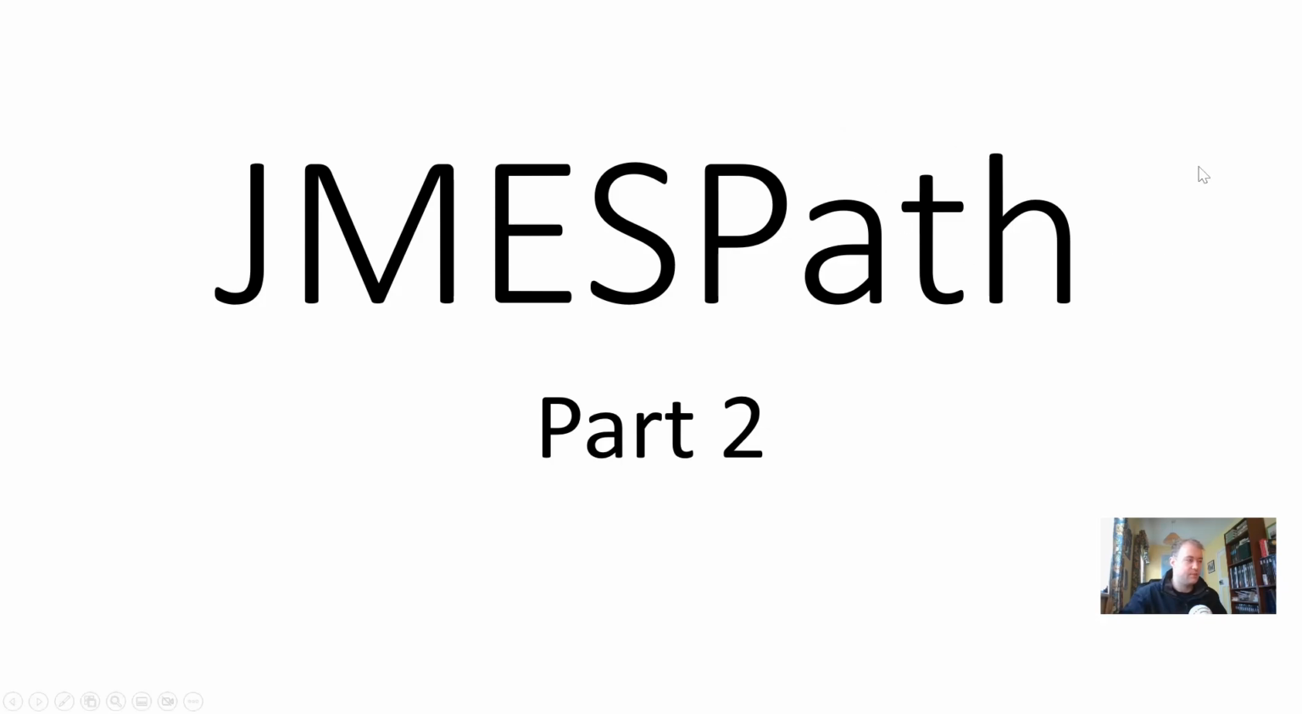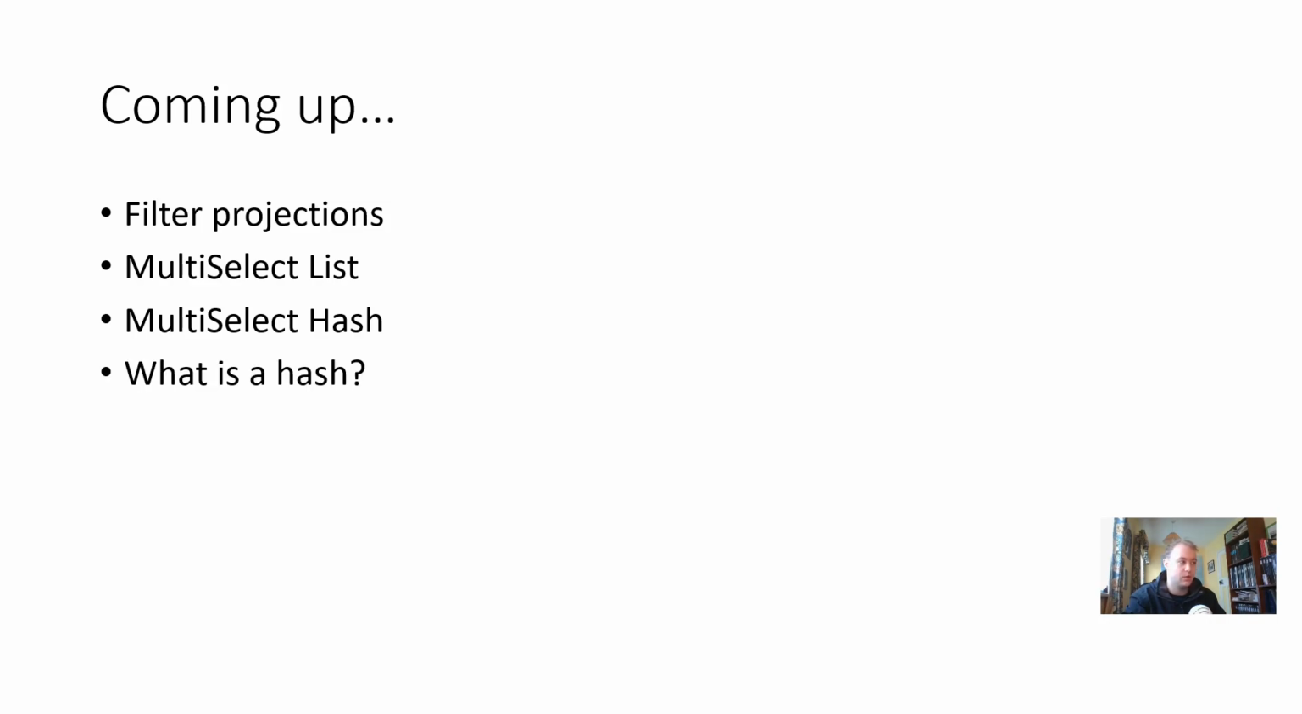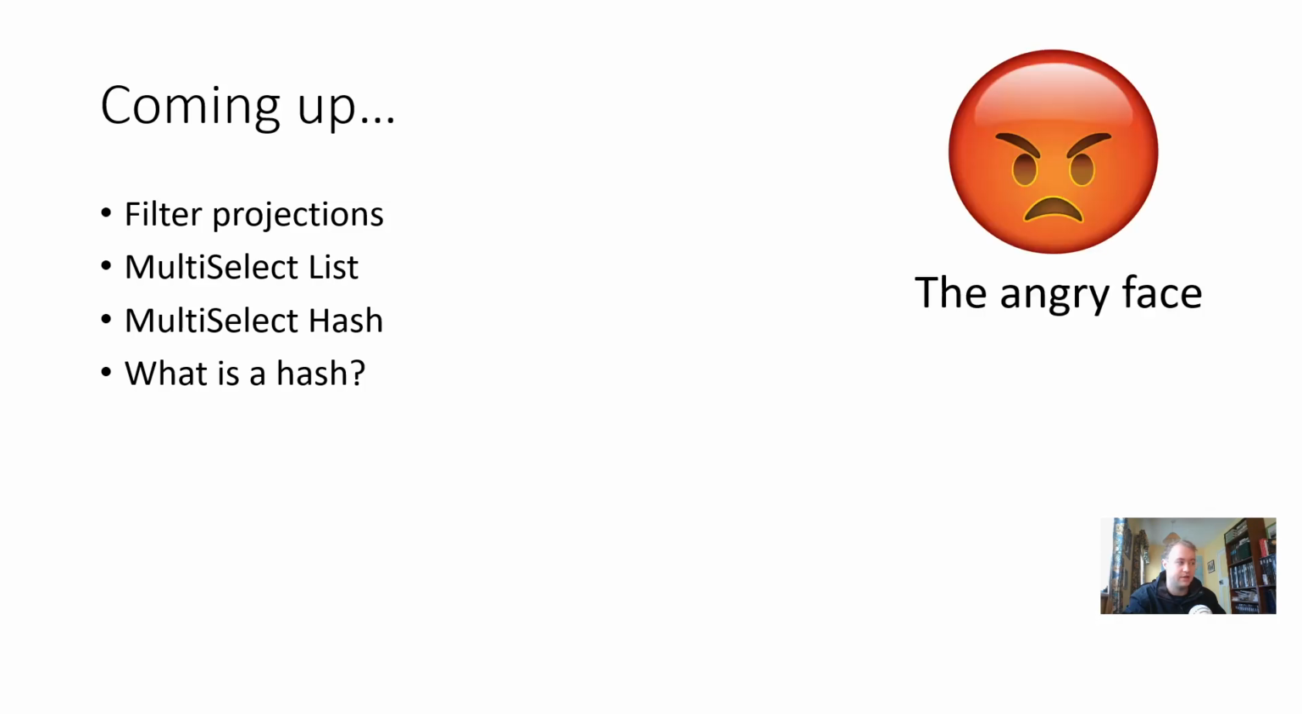Part 2 on JMESPath. Coming up, we're going to look at things called filter projections, a MultiSelect List and a MultiSelect Hash, two types of multi-select, and this is going to mark our shift towards creating structures in the result as opposed to simply parsing the data we're querying. We're going to clarify what we mean by hash.